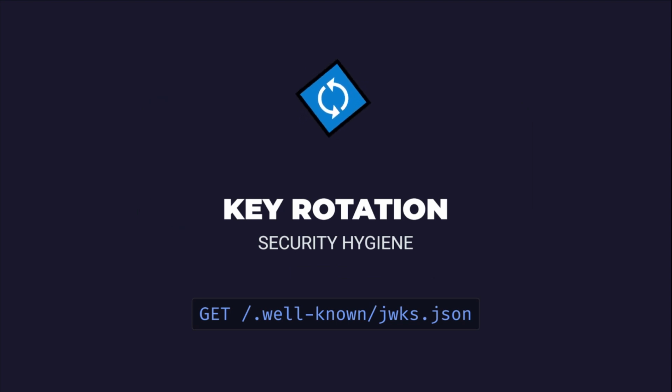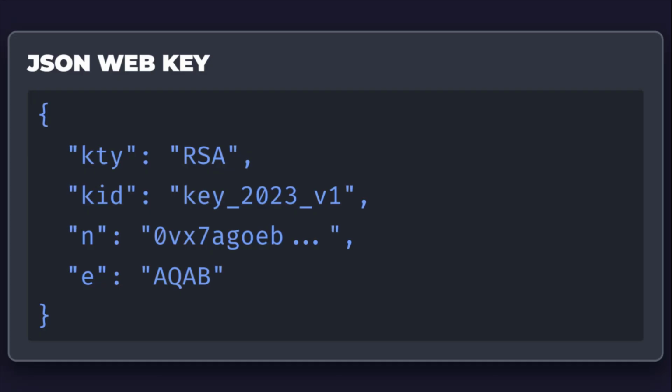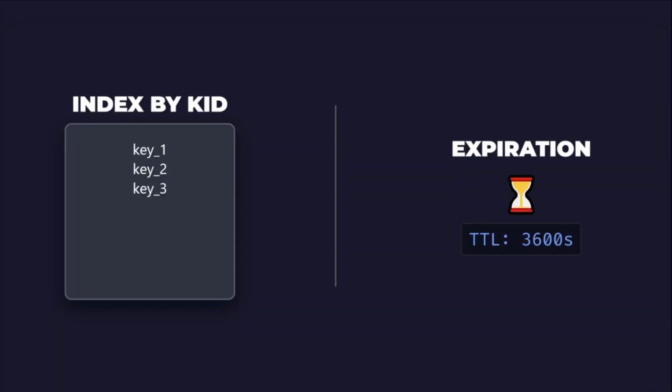Enterprise systems rely on key rotation for security hygiene. Your validation service must dynamically consume the JSON Web Key Set endpoint provided by the identity provider. The JWKS endpoint returns an array of JSON Web Key objects. Each key object must contain the KID, the key type KTY, and the modulus N and exponent E for RSA keys. Implement a robust caching mechanism for these keys, indexed by KID.